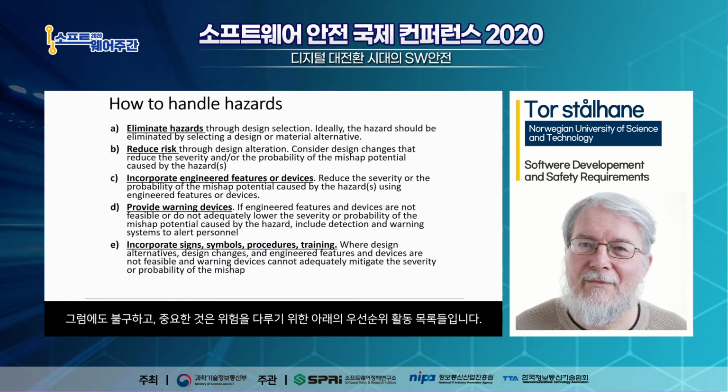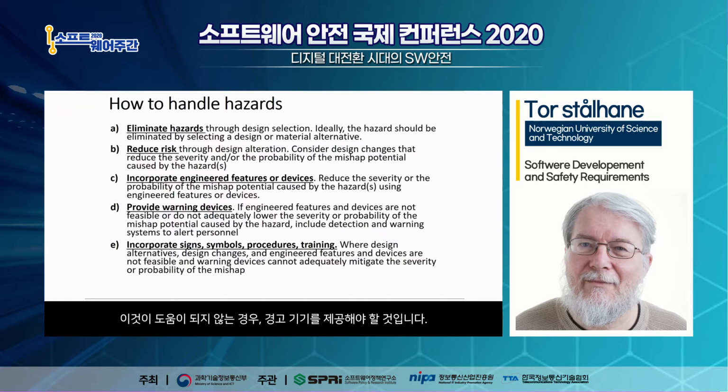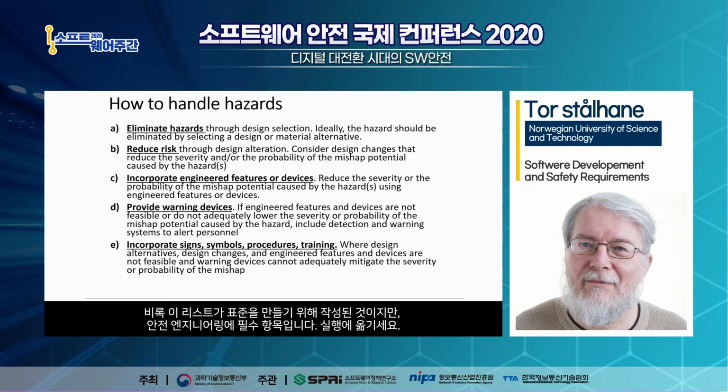What is important, though, is the priority list for activities. First and foremost, try to eliminate hazards. If that can't be done, reduce risk. And if that can't be done, incorporate engineered features or devices to reduce the severity. If that doesn't help, you need to provide warning devices. And last, you need to incorporate signs, symbols, procedures, training. So even though this is made for this military standard, it's really sound advice for any safety engineer. First try to eliminate, then to reduce, and so on and so forth.